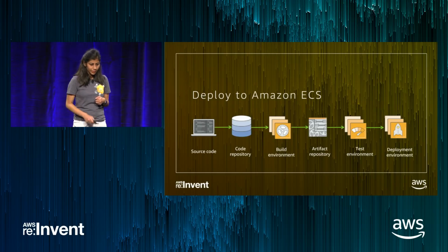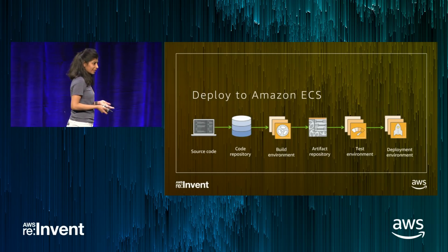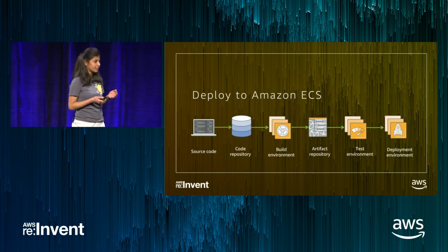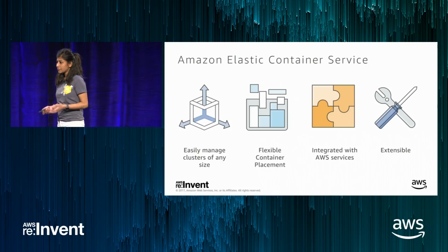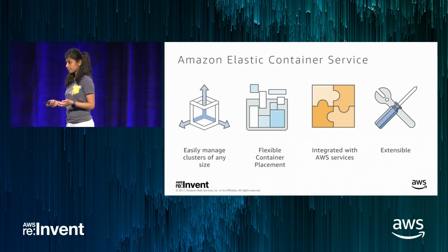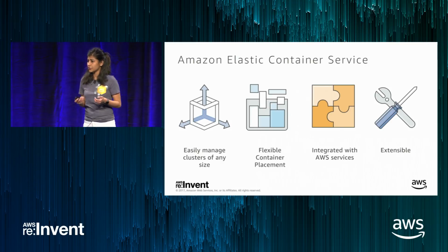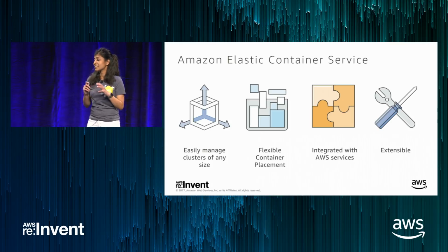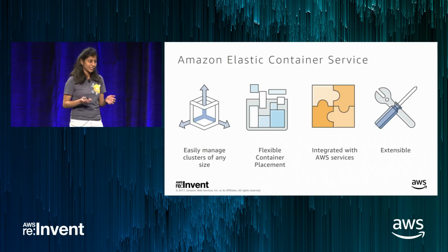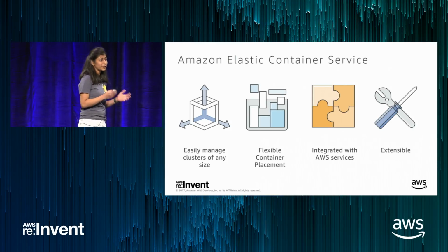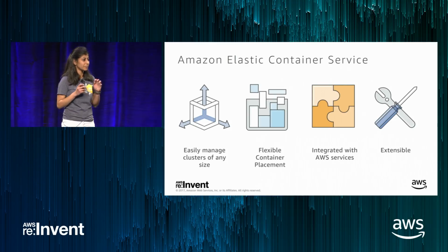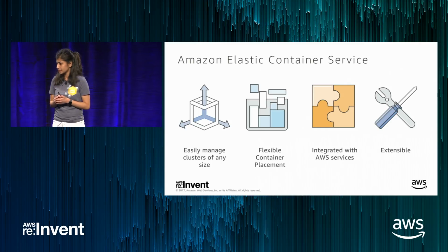So we're ready. And how do we deploy now? This is where Amazon Elastic Container Service comes into the picture. Amazon Elastic Container Service is a highly scalable container management and orchestration service. It scales seamlessly for any cluster of any size. So whether it be tens of containers or thousands of containers, it's going to give you the same consistent performance.